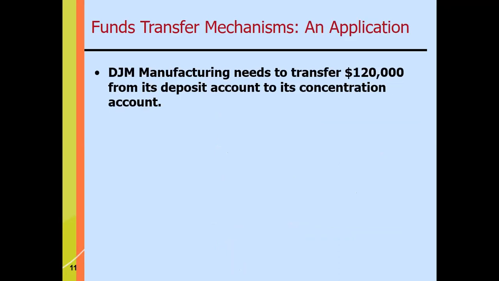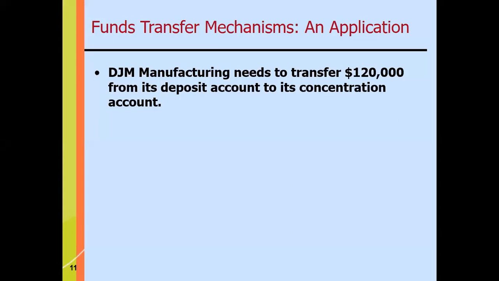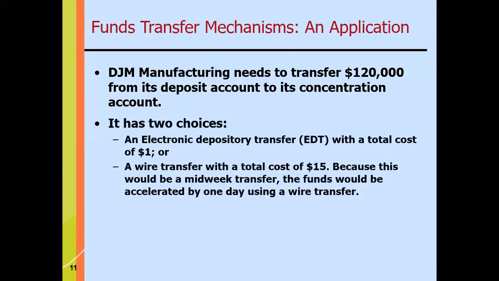Now, this is an application of our funds transfer mechanism. So assuming that DG or JM manufacturing needs to transfer $120,000 from its deposit account to its concentration account. Then we have two choices, either to do EDT with a total cost of $1, or we can do a wire transfer with a total cost of $15. Because this would be a midweek transfer, the funds would be accelerated by 1 day using a wire transfer.